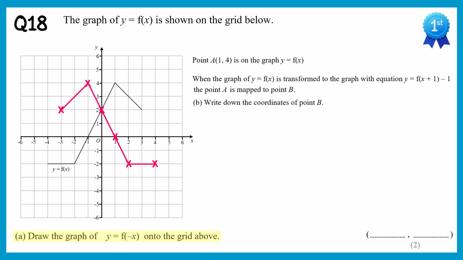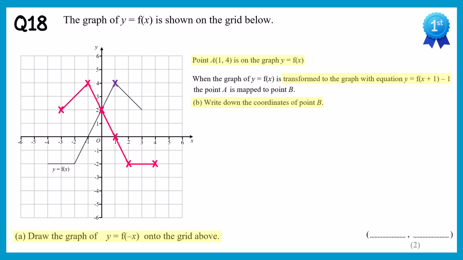In the second part of the question, we're told about point A, which has coordinates (1, 4). Let's mark point A onto the graph. We're then told that y equals f of x is transformed to give the graph with equation y equals f of (x plus 1) subtract 1. Point A is going to be mapped to point B, and we need to mark the coordinates of point B.